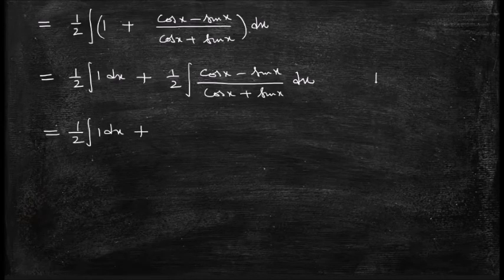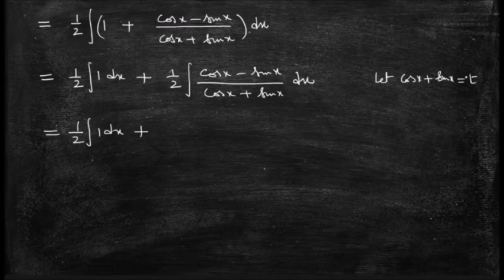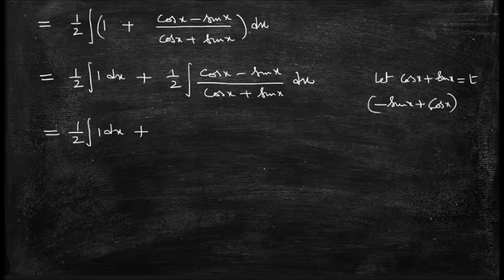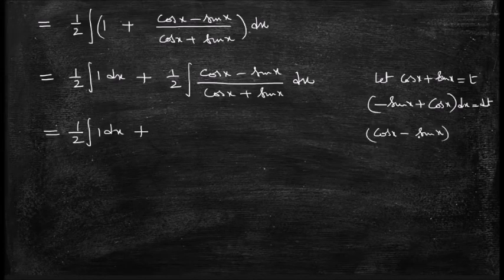So I am considering, let cos x plus sin x is equal to t. Differentiation of cos x is minus sin x. Differentiation of sin x is cos x. I will write in a proper order, then it will be (cos x minus sin x) dx is equal to dt.